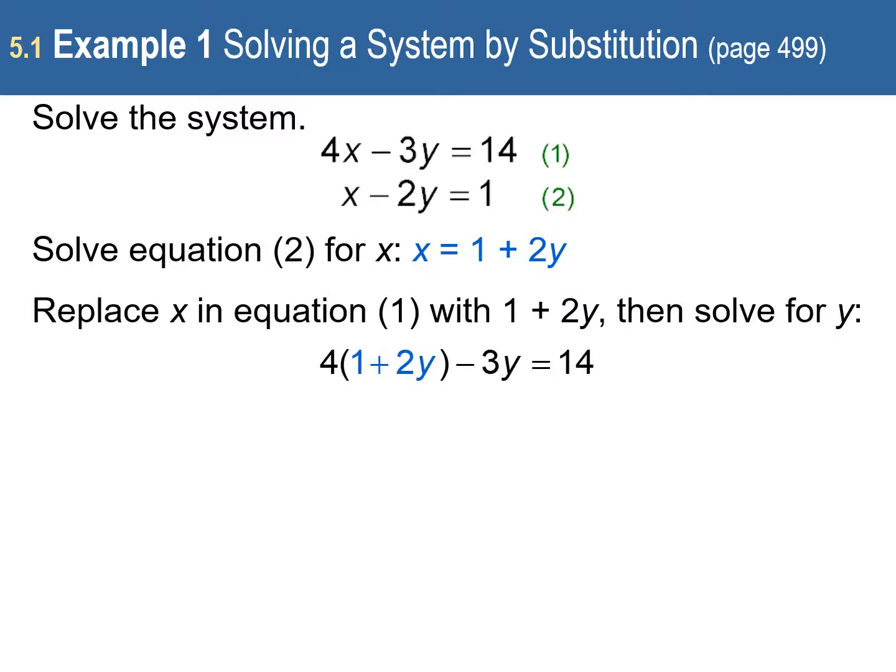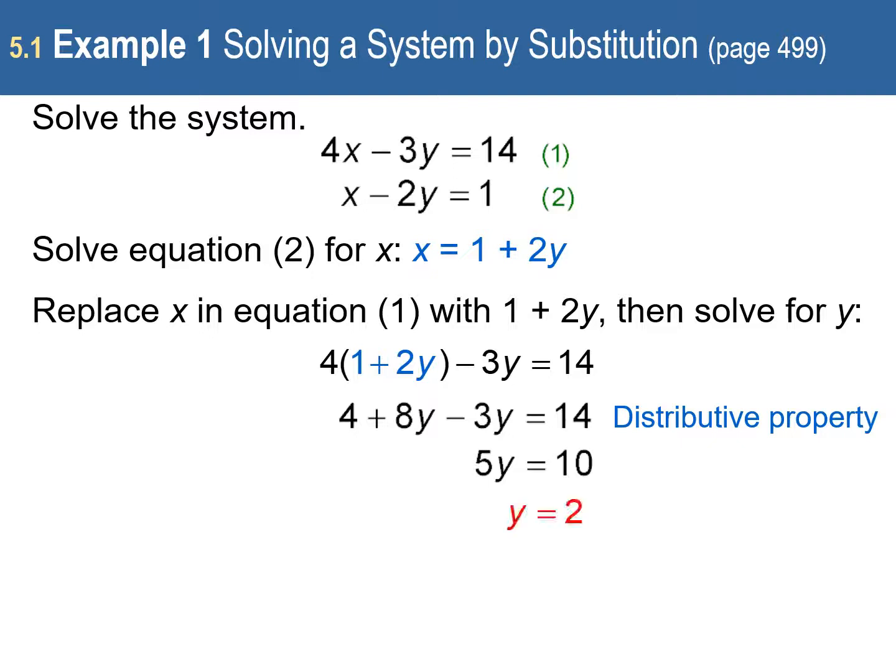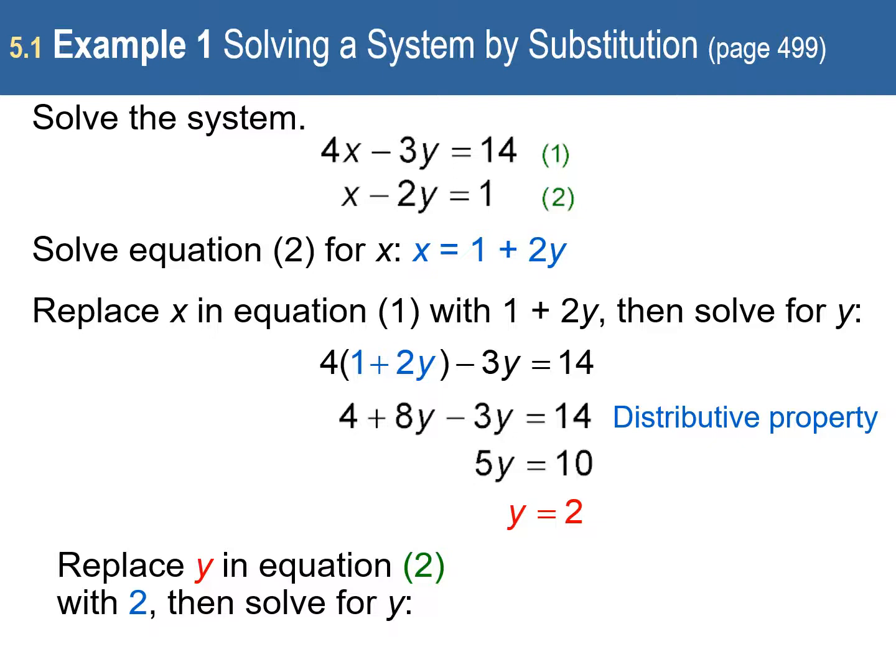Now I'm going to take that and substitute it into the first equation. So it'll be 4 times x, so 4 times (1 plus 2y) minus 3y equals 14. Distribute, collect like terms. y is 2. Now I'm going to take y equals 2 and put it into either equation I want. In this case, I'm going to put it into equation 2: x minus 2 times 2 is 1. So x is 5.